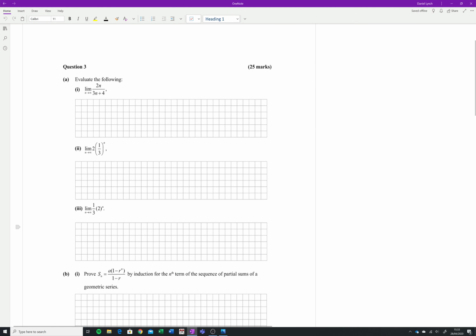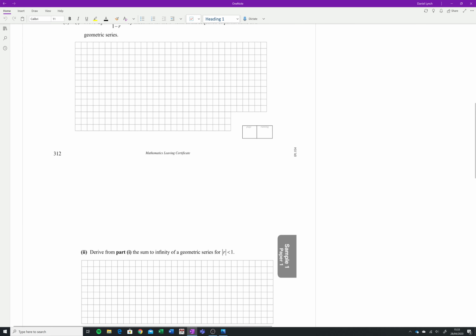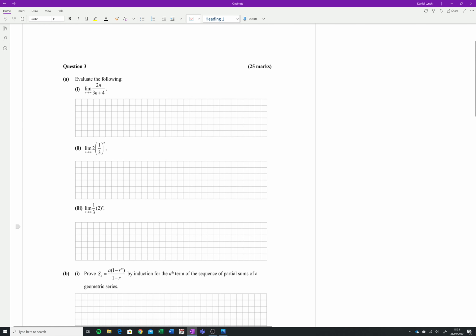This one came up as a question from our samples that I gave you. This is sample one, I think it is. Does it say educate.ie sample one, paper one? So obviously people are working their way through this, which is good to see.